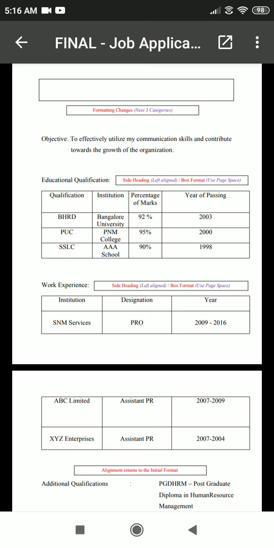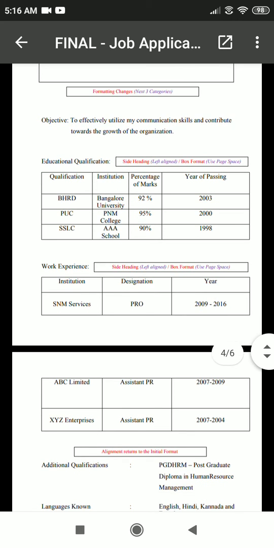And here I mentioned directly over here BHRD. I just mentioned my course in so and so university, Bangalore University, and BHRD is my bachelor course. And then percentage is basically 92%. Year of passing is 2003. That's my present course which I have completed. So make sure that you always write your present course which you have completed first in the first line.